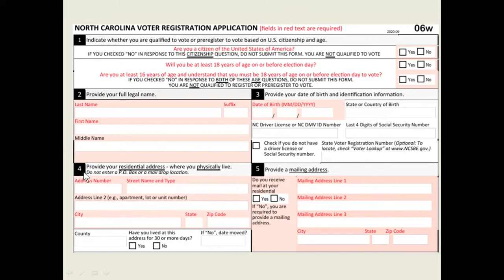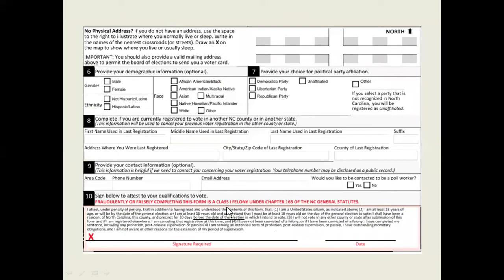Number four is your street address, where you physically lay your head at night. That's the verbiage that they use. This is where you physically lay your head at night. Number five is your mailing address in case you get your mail at a post office box, something like that, and it's different from number four. Now here's the bottom of the form.